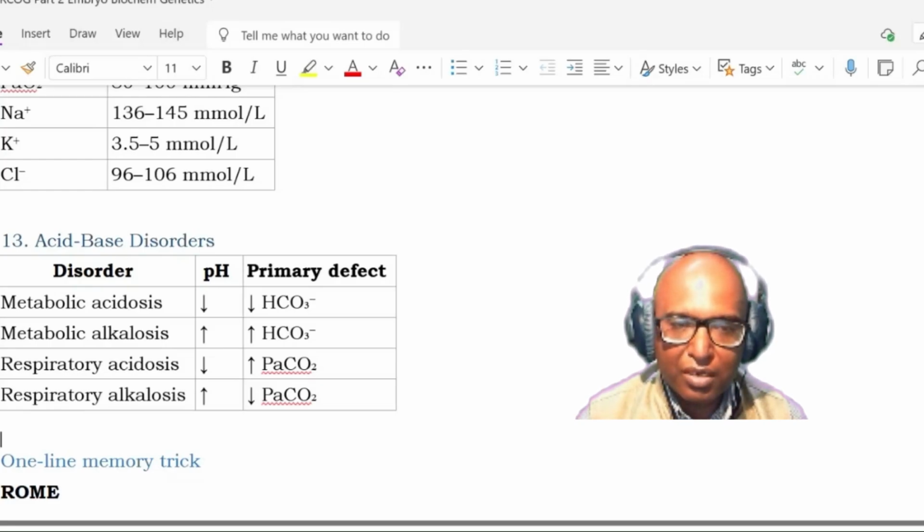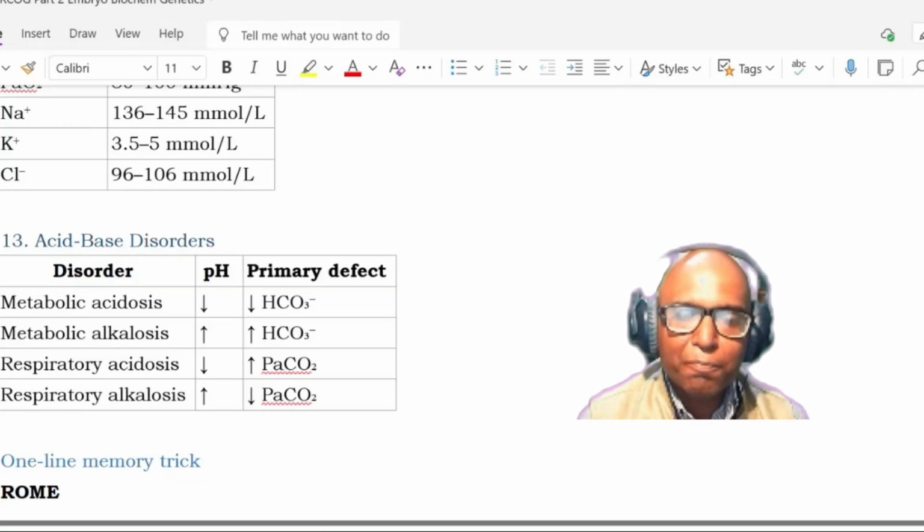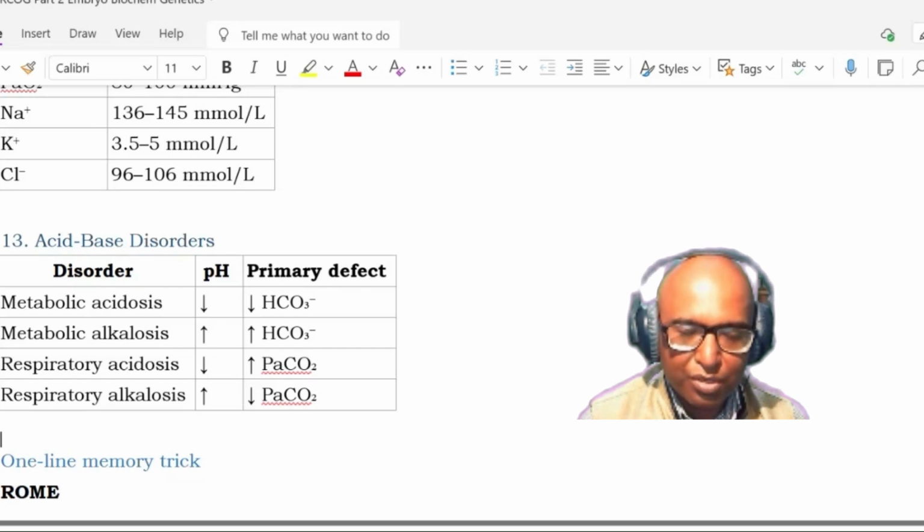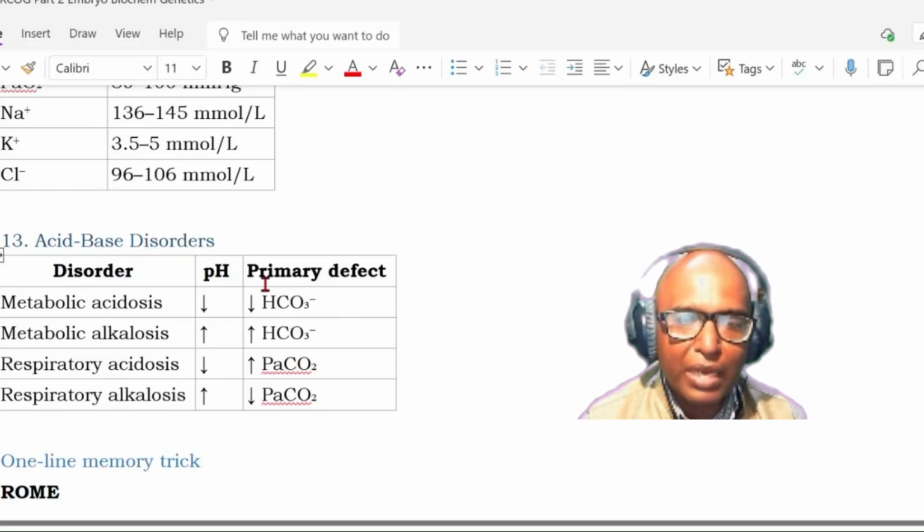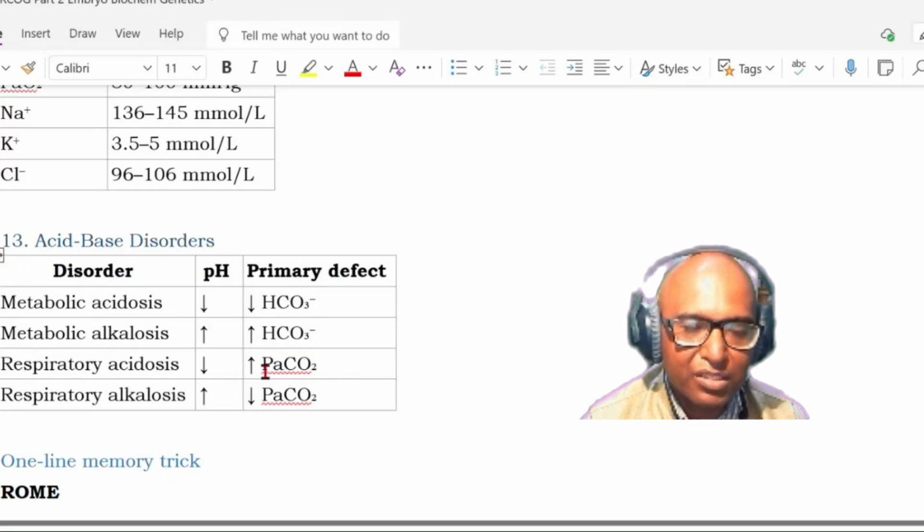pH is reduced and bicarbonates are reduced. In metabolic alkalosis, pH is increased, bicarb is increased. Okay, in respiratory acidosis, pH is reduced, PaCO2 is increased. In respiratory alkalosis, pH is increased, PaCO2 is reduced. Just remember, when we are dealing with metabolic, look at the bicarb. When we are dealing with respiratory, look at the CO2.